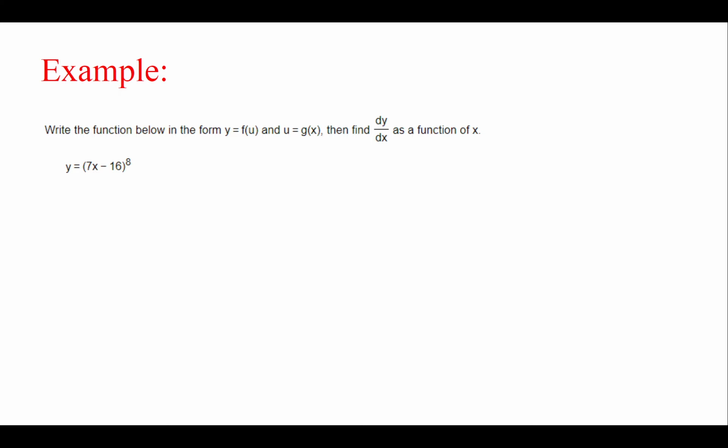So look at here. First of all, we are given the function y equals (7x minus 16) to the power 8, and we write the function in the form y equals a function of u, u equals a function of x, and find the derivative. This is the composition of two different functions. We just have to split them. We can write u equal to whatever is inside the parentheses, 7x minus 16. By doing that, y is u to the power 8, and u is 7x minus 16.